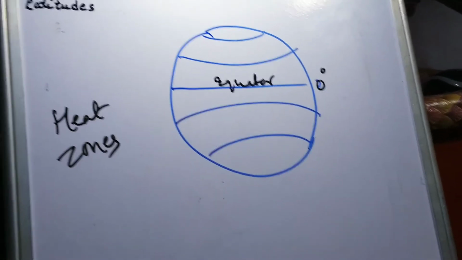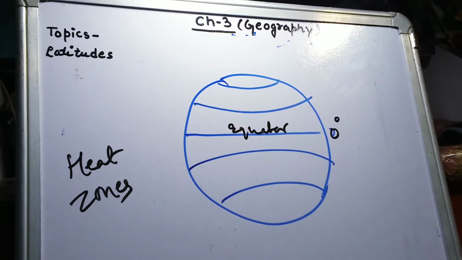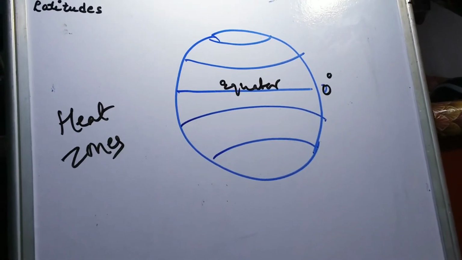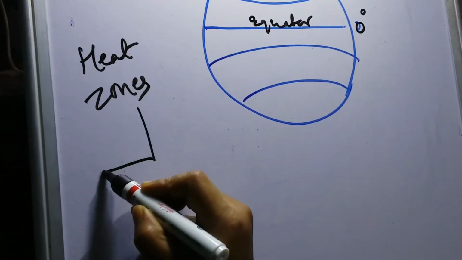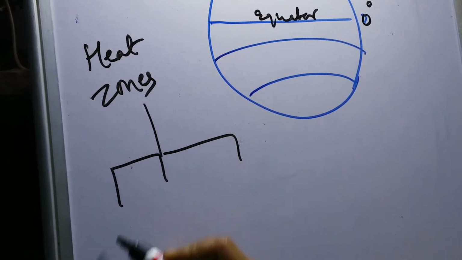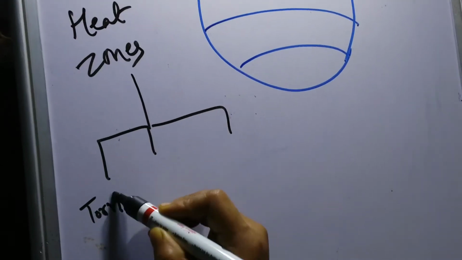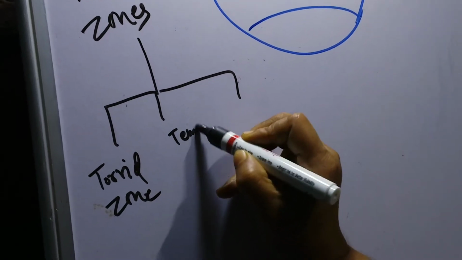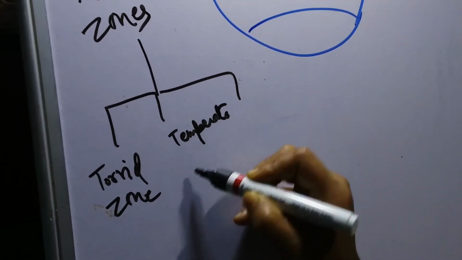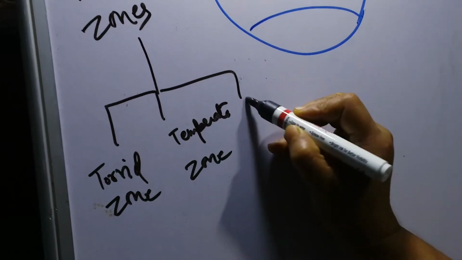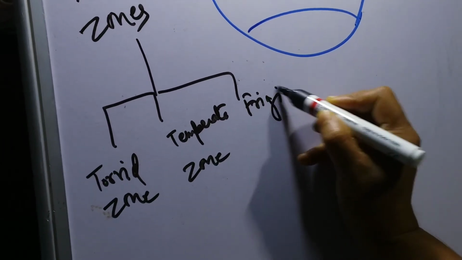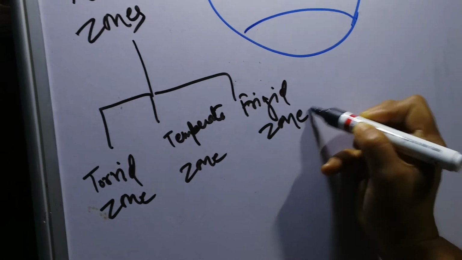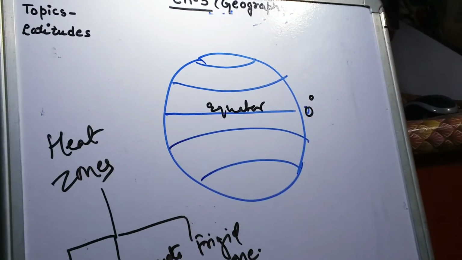From where to where do we have this? We have actually 3 heat zones. How many zones? 3 heat zones. First is the torrid zone. Second is the temperate zone. And the third one is the frigid zone.